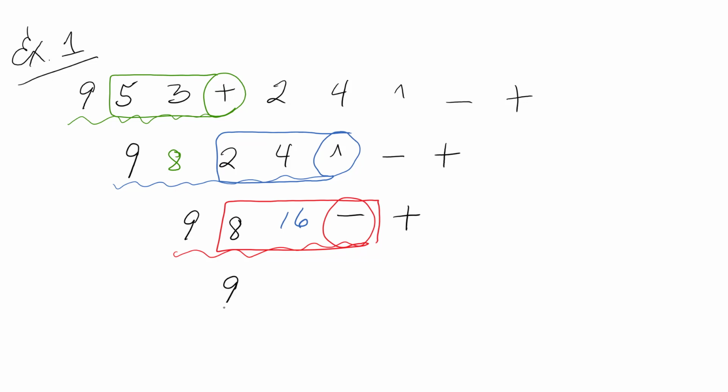So I have 9, and 8 minus 16 is negative 8. I don't really need to put parentheses on it, but that's not minus 8, that's a negative 8. And then there's a plus. Now I apply it to the two previous ones: 9 minus 8 is 1.